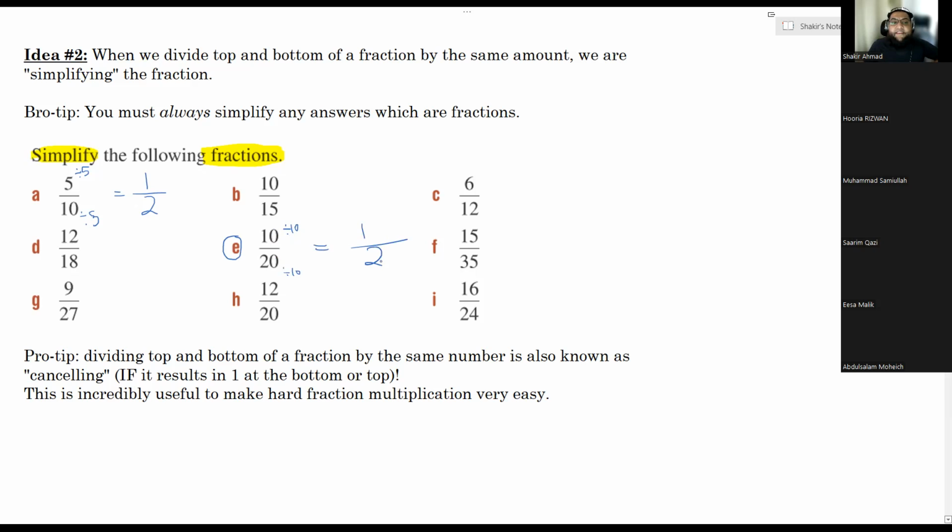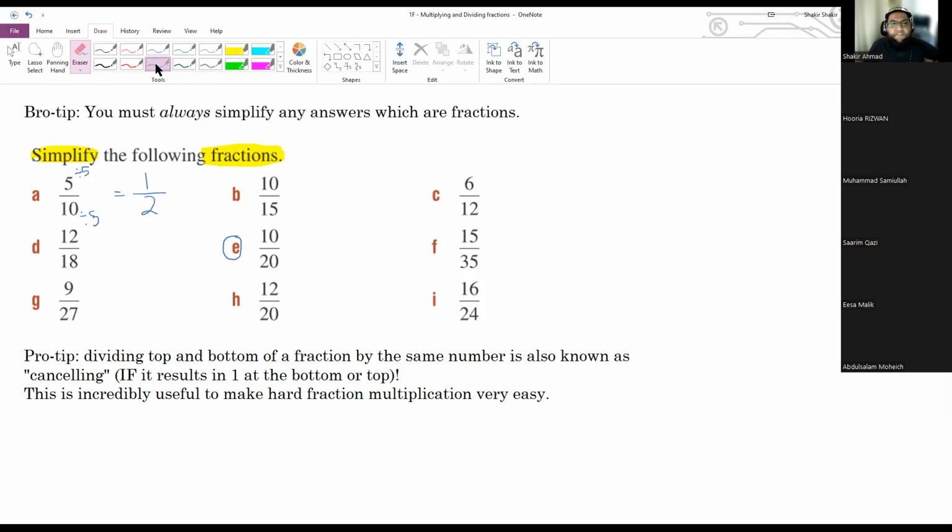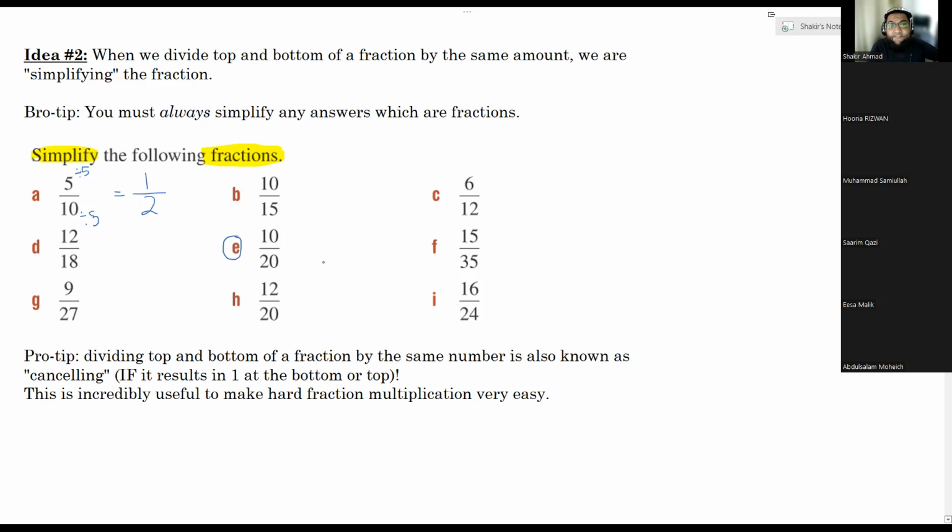Now, let's say, for example, you didn't divide top and bottom by the highest common factor. Let's say you divide top and bottom by 5. Then all that means is you have to take one extra step. Let's divide top and bottom by 5 because you noticed that both top and the bottom were in the 5 times tables. And that gave you 10 divided by 5 is 2, 20 divided by 5 is 4. Now you look at 2 and 4 and you notice, oh, hey, they're both in the 2 times tables.